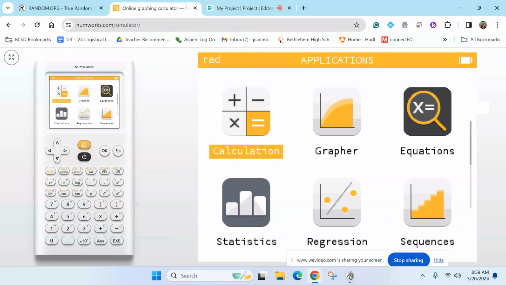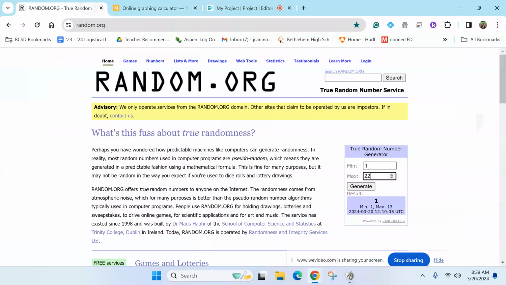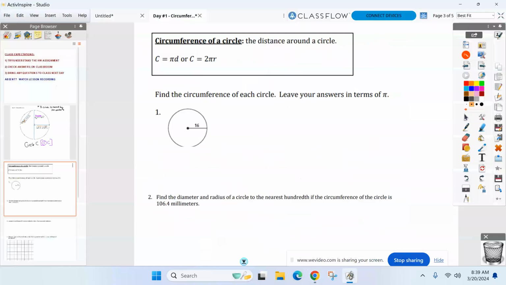Pi, right above the 9. Okay, everyone see it? Right above the 9, anytime you need it. All right, it's right there. So circumference equals pi d. That's the one I'm going to be using in class.